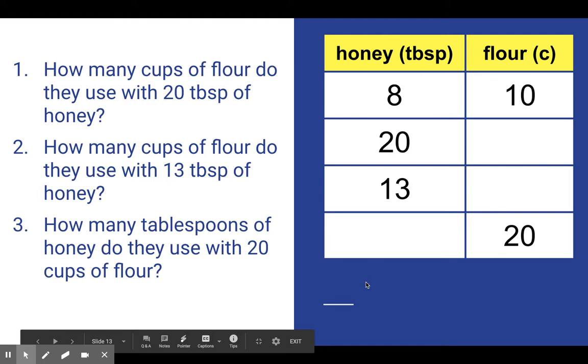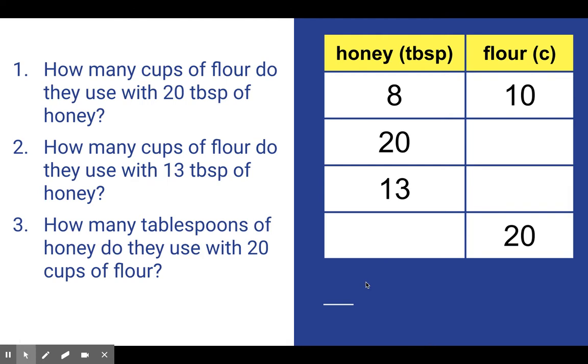Now, let's share out some of our ideas with the class. These were a little bit more difficult to figure out because the numbers don't necessarily follow a pattern, or it might be a little bit hard to follow because they're not in order. The first question was, how many cups of flour do they use with 20 tablespoons of honey? Hopefully you realize for 20 tablespoons of honey, they would need 25 cups of flour.